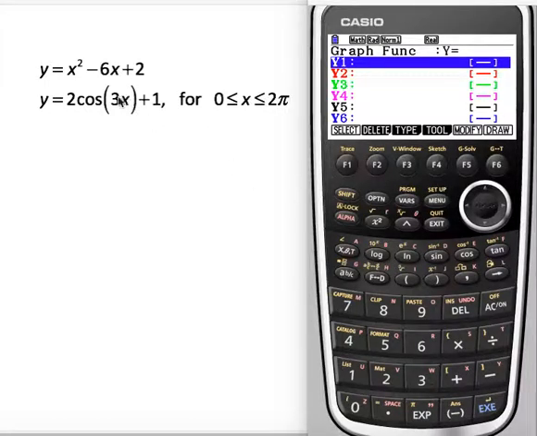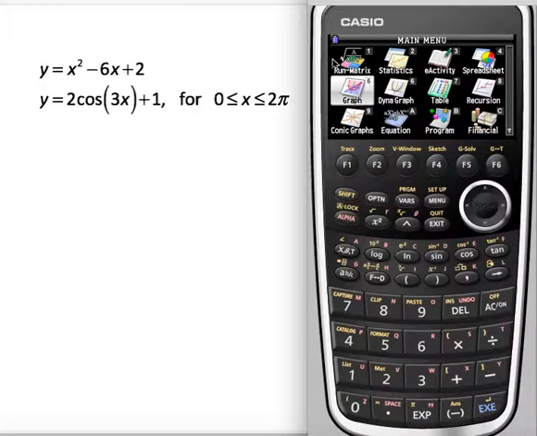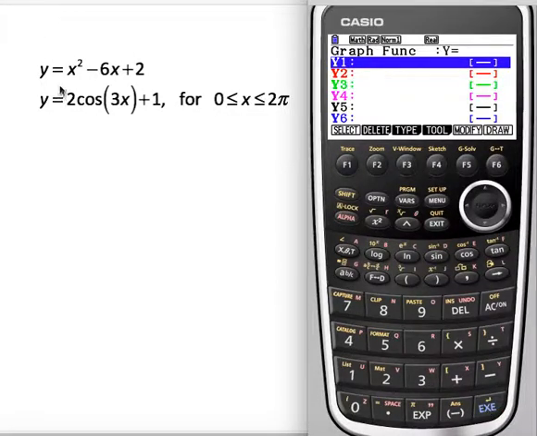Just going to have a quick look at how we should be able to draw a graph and how to reset the graph window. Now I've actually just reset the calculator and I'm going to go straight into the graph window, which is F5, and I'm going to graph both of these one at a time on separate graphs.